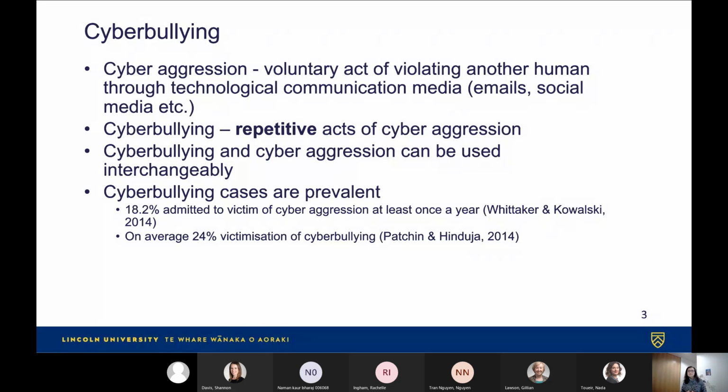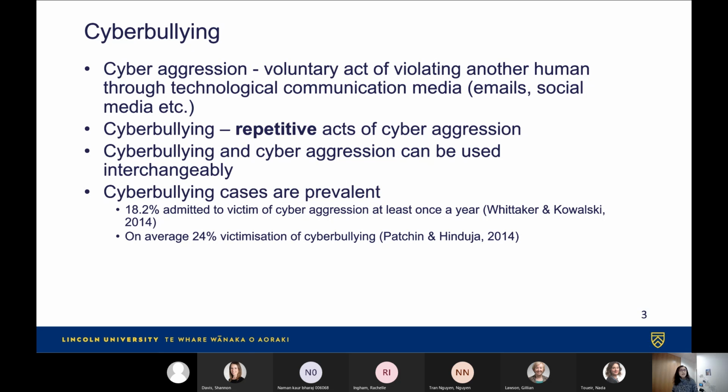So really, cyberbullying is defined as the repetitive act of cyber aggression. But we use these two terms interchangeably, so when we say cyber aggression, it really means cyberbullying. Cyberbullying cases are very prevalent nowadays, and often we hear in the news about how cyberbullying has driven students to commit suicide, suffer mental depression, and not perform well in school.